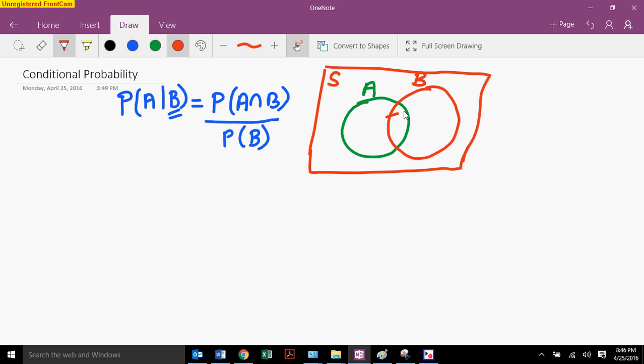I'm restricted to all outcomes that have to lie in B, right? Because B has already happened. So we know the set of possible outcomes lie within this circle. Now what is the probability that A has also happened? So the region of interest is just gonna be this guy, right? It's this intersection part. So that's why you can see that the formula is going to be the ratio of this intersection region to the whole of B. So this is A intersection B.